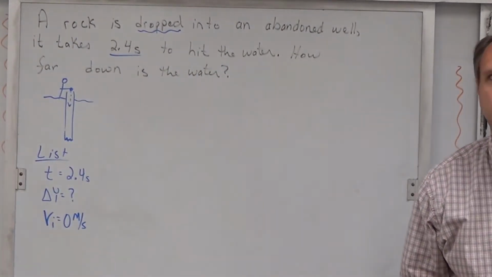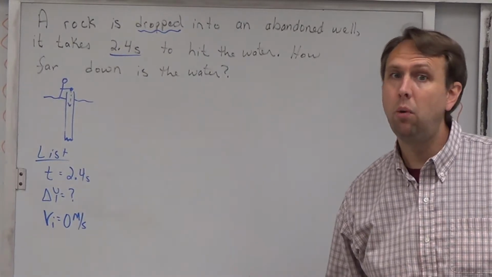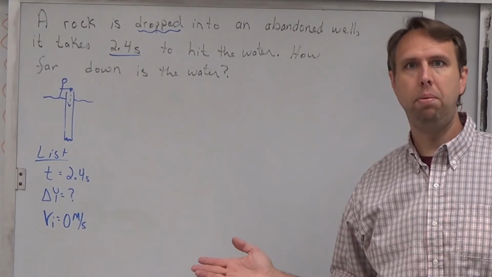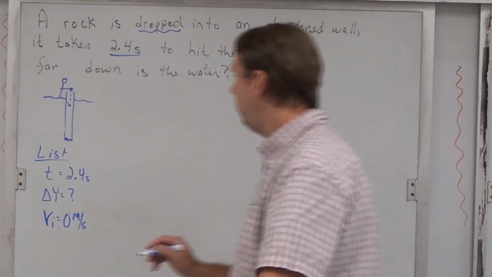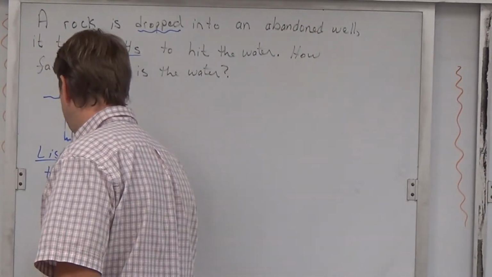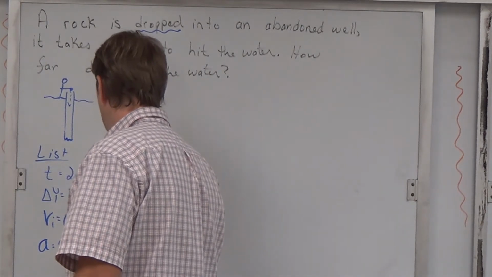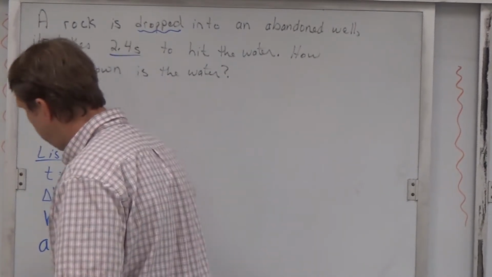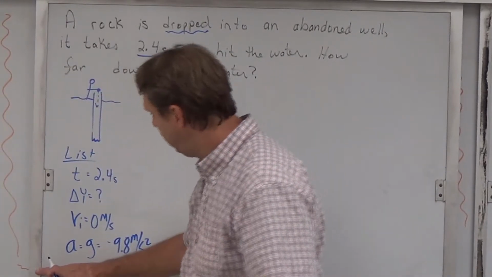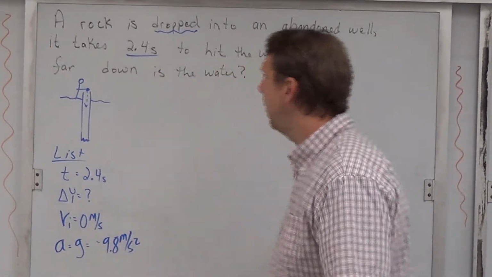What else is hidden there? What planet are we on? We're on planet Earth, of course. And so what would the acceleration equal? The acceleration is going to equal the gravitational field of Earth, negative 9.8 meters per second squared. That should still be at the bottom of your screen there. Okay.